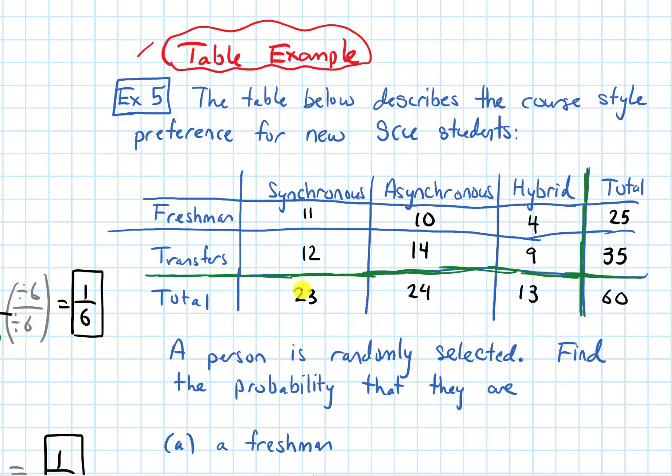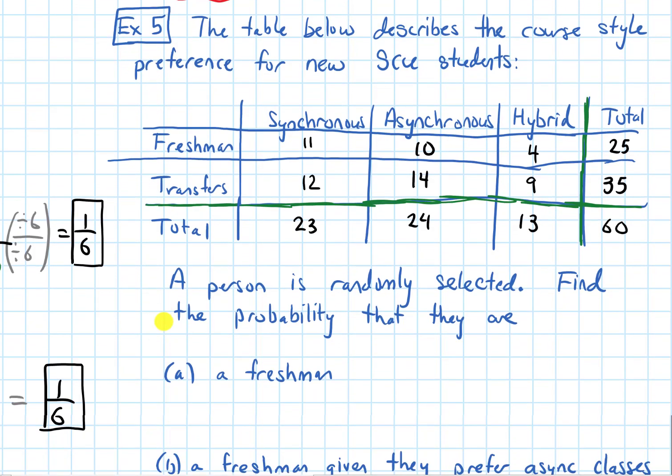Okay, so the question asks, a person is randomly selected, find the probability that they are, part A asks, a freshman. So the first thing I'm going to do is assign letters to some of these events. For freshmen, I'll call that F. Transfers, let's call that T. Synchronous, let's call it S. Asynchronous, A. And let's call hybrid H.